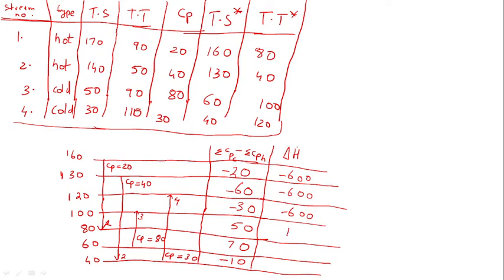Similarly all the other values we are writing. This one comes as 1000, this one comes as 1400, and this one comes as minus 200. So the enthalpy calculation is finished.